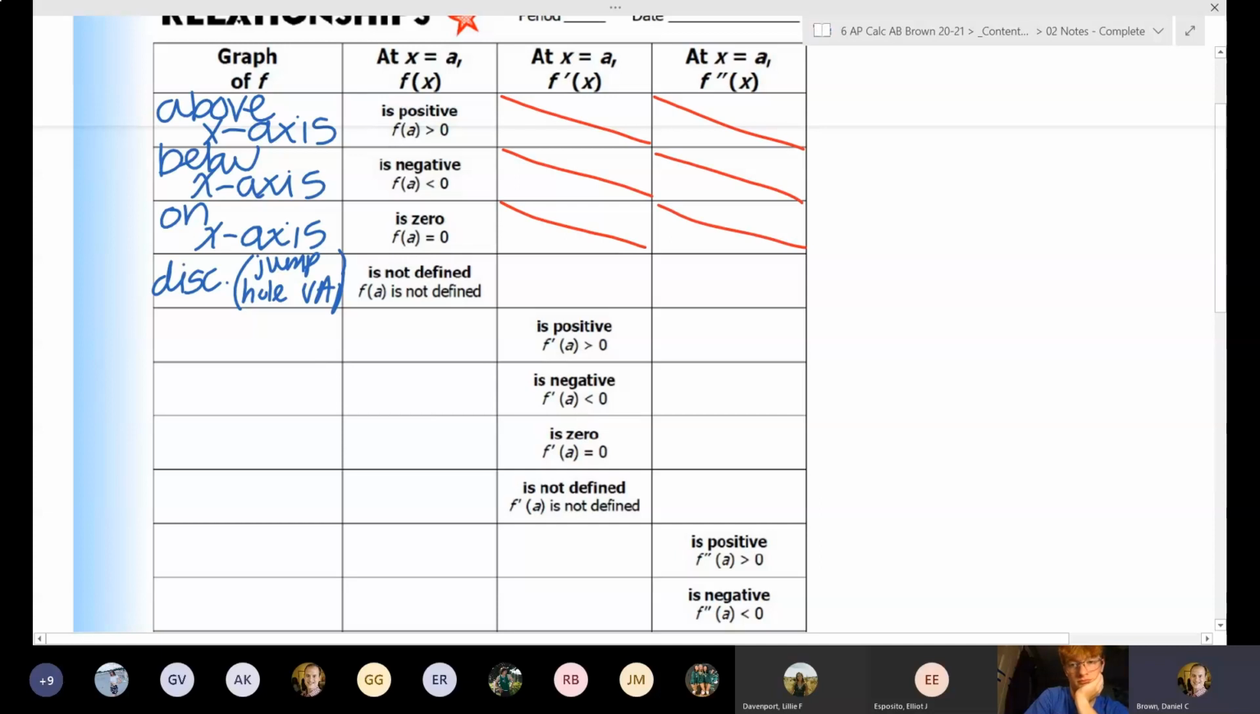We do have some other phrases I'm going to introduce. So if f of a is not defined, then you also can't have a derivative there. So f prime of a is not defined. And then likewise, if you don't have a function there, you don't have a first derivative there, well, guess what? You're also not going to have a second derivative there. So f double prime of a is not defined. So that row of the chart is not really that exciting. There's no calculus there. That's just kind of where the graph is located.